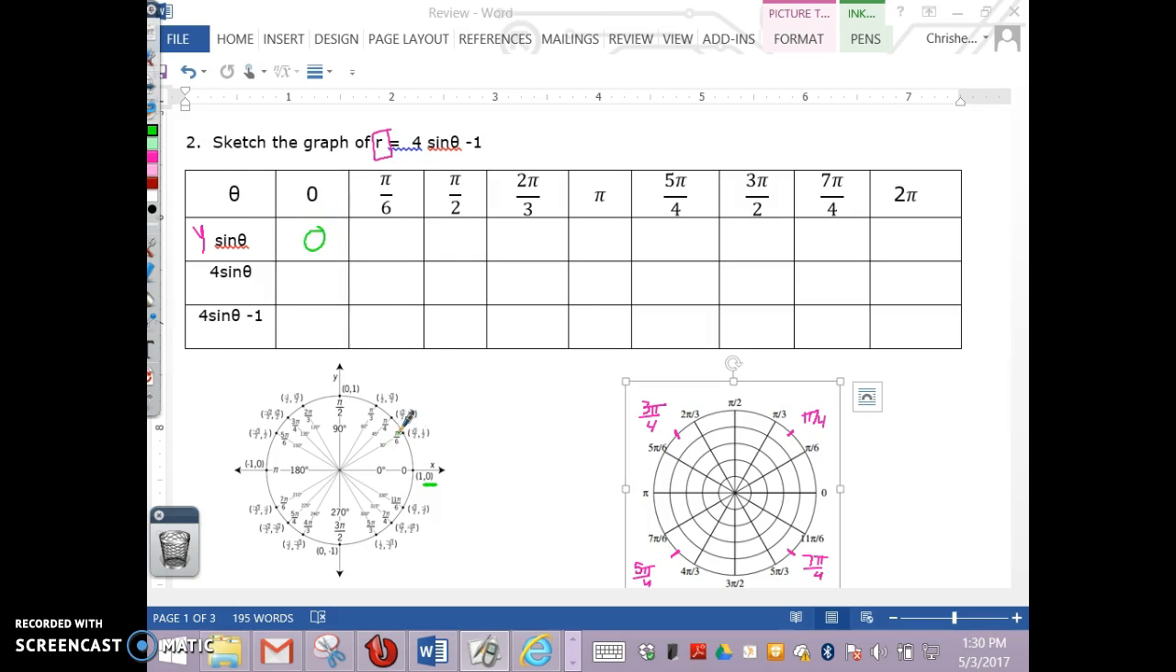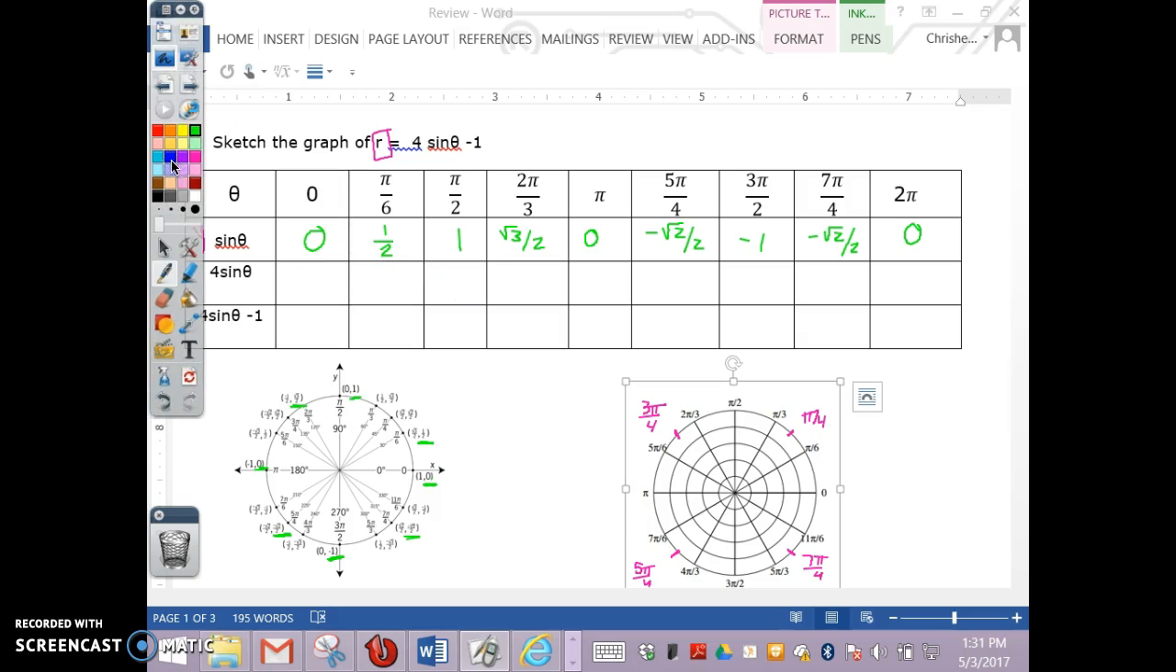Go to pi over 6, what's the y? Go to pi over 2, what's the y? 2 pi over 3, pi. 5 pi over 4, 3 pi over 2, 7 pi over 4, and back to 2 pi.